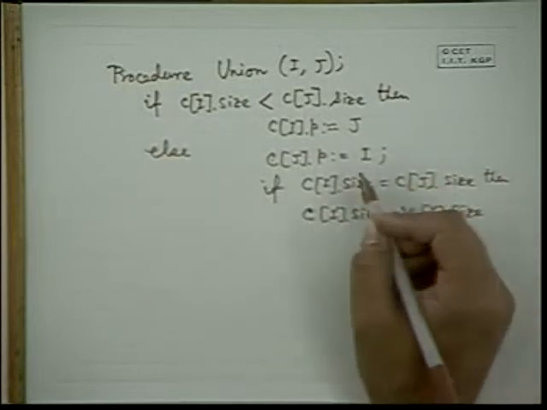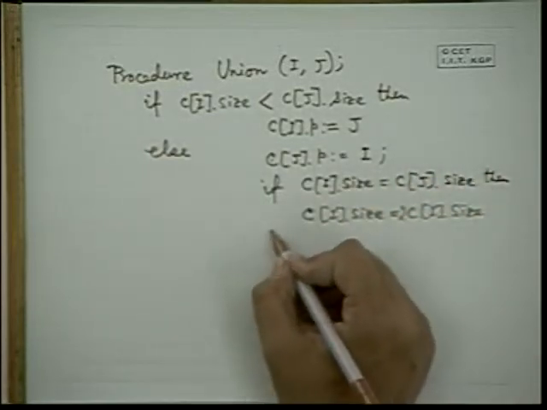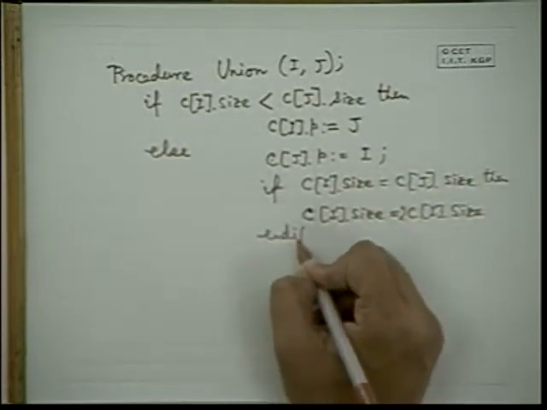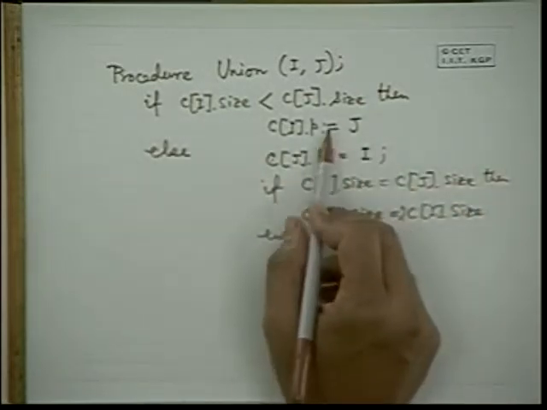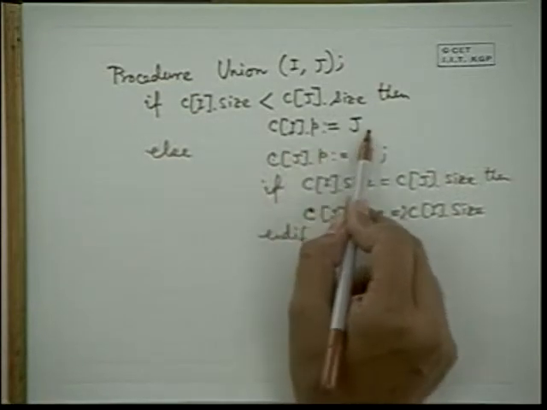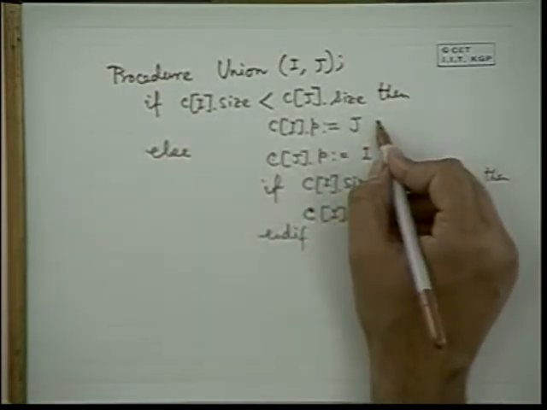We can update it after also, right? It does not matter. So, this is end if, or you updated it here. I did not update the size field here, that you have to update. If Ci dot p is equal to j, not only you do this, you also update the size field here.